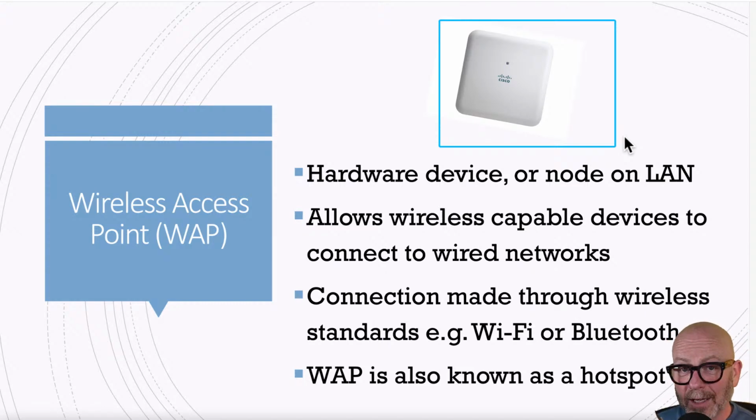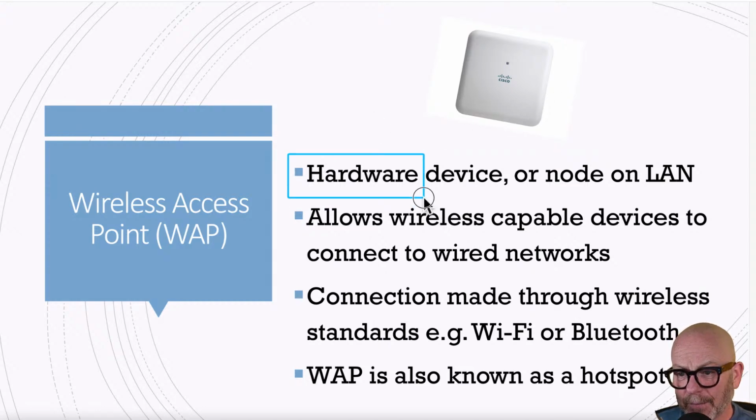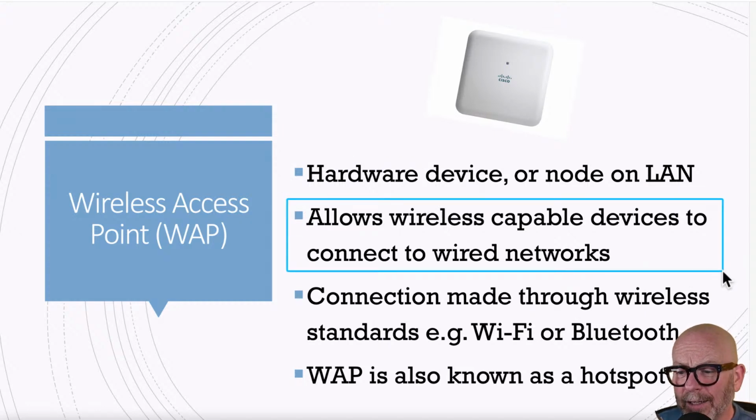This is called a wireless access point. It is a piece of hardware. It is connected to a network, and this is what it does. It allows wireless capable devices, in other words, devices that are able to connect wirelessly, to connect to wired networks.